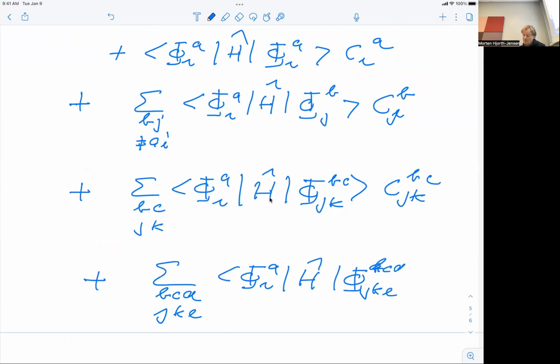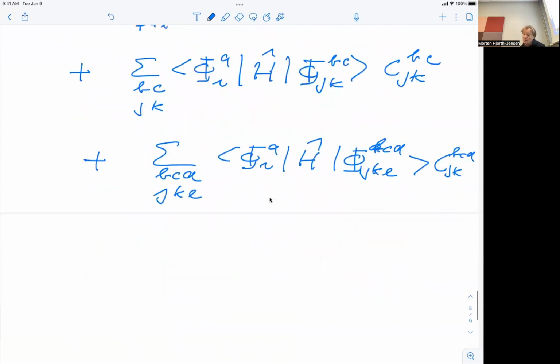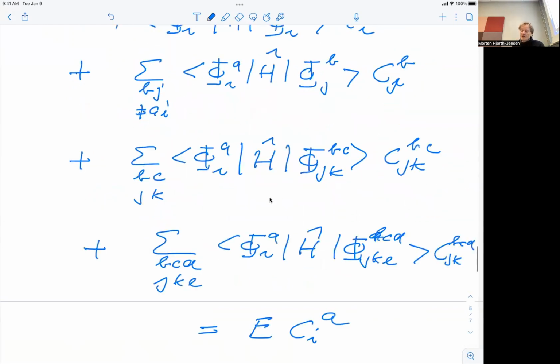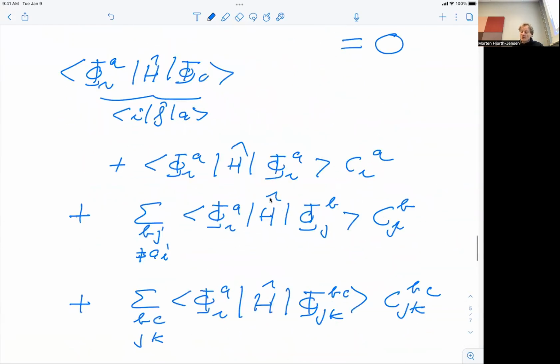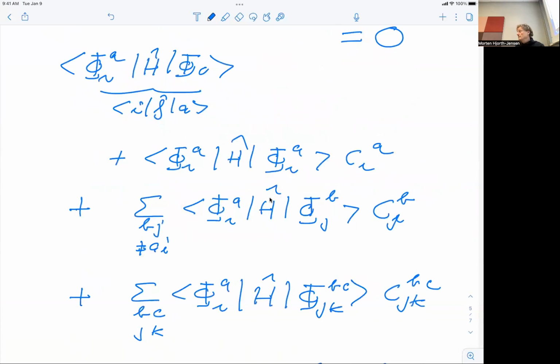This is BCD multiplied with these unknown coefficients, JKL. And you see the complexity of the equation now pops up, because all the coefficients will pop up row by row when we do the multiplications. But this is now equal to this energy times C of IA. Okay, so there's something interesting now, but I just wanted to write down the full equation.